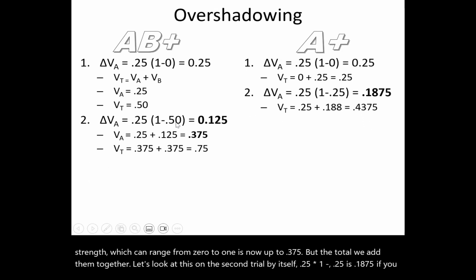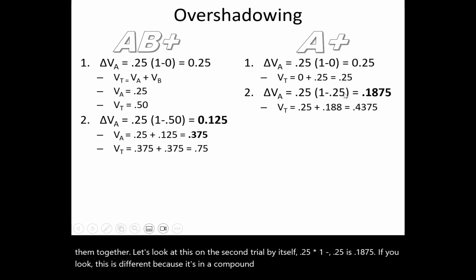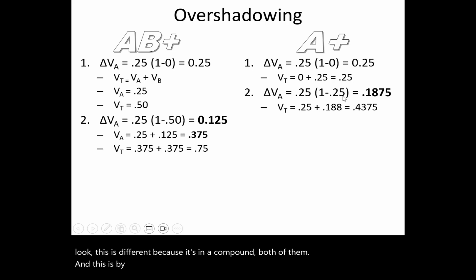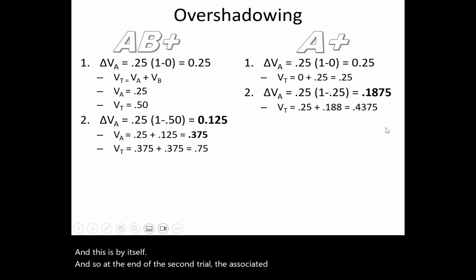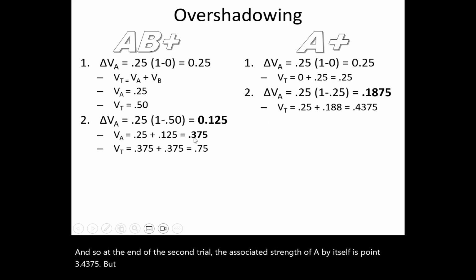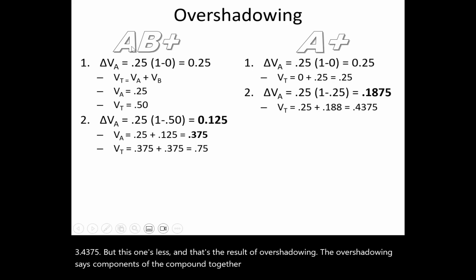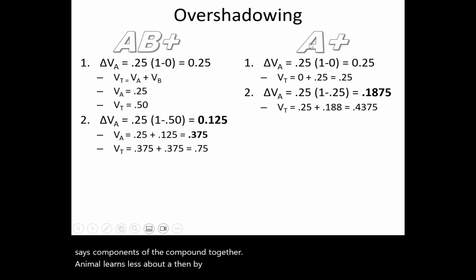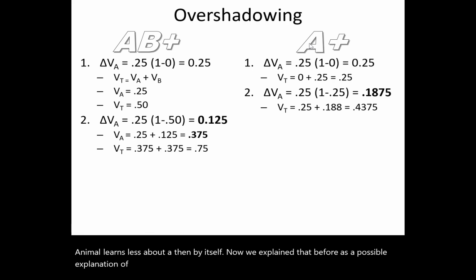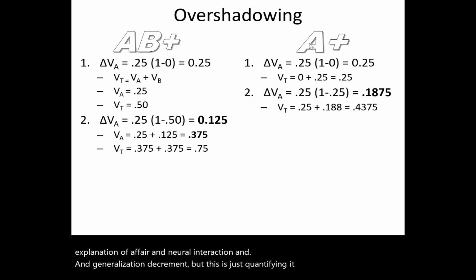If you look, this is different because it's in a compound, both of them. And this is by itself. And so at the end of the second trial, the associative strength of A by itself is 0.4375. But this one's less. And that's the result of overshadowing. The overshadowing says components in a compound together, animal learns less about A than by itself. Now, we explained that before as the possible explanation of afferent neural interaction and generalization decrement, but this is just quantifying it using a Rescorla-Wagner model.